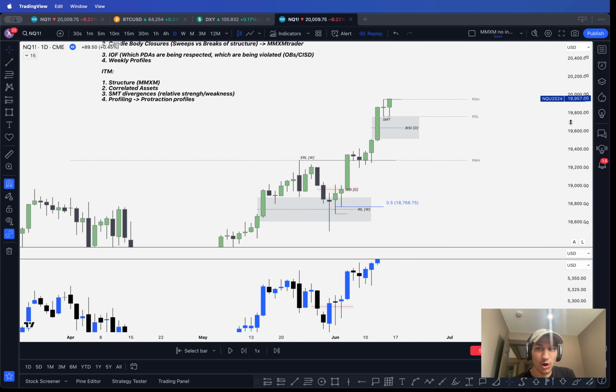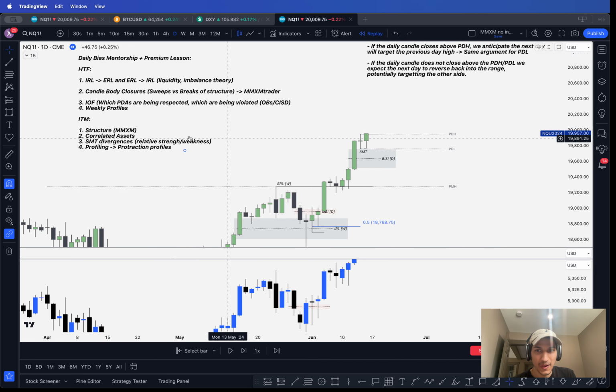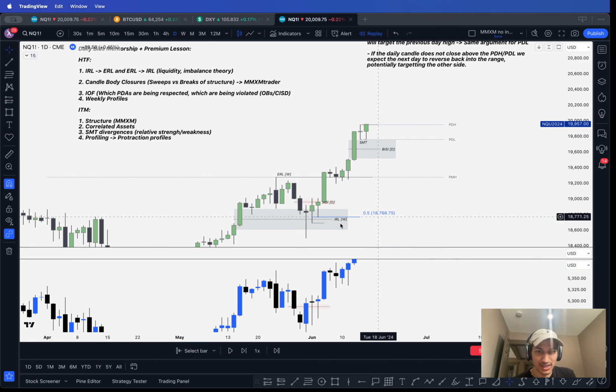So we're using all three of our tools: institutional order flow, higher time frame array, candle body closures and sweeps, and we're using IRL, ERL to say that this candle, although it doesn't close above this candle's high, it's very unlikely that price is going to come all the way back into the low. We're seeing the bullish reversal on ES, closing through institutional order flow. Which PD arrays are being respected?